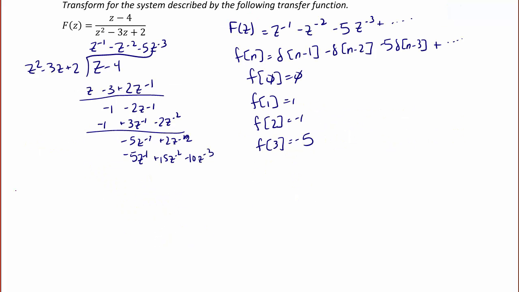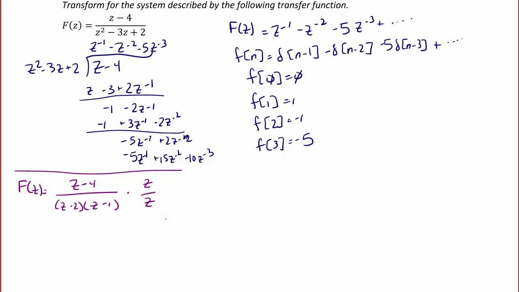So now we will examine two different ways to do the partial fraction expansion. The first method we're going to use involves multiplying by Z over Z. So we are going to have f of Z is equal to Z minus 4 over Z minus 2 times Z minus 1, and we're going to multiply that by Z over Z. So then what we would have is f of Z over Z is equal to A over Z plus B over Z minus 2 plus C over Z minus 1.